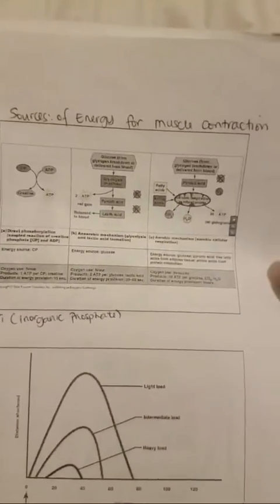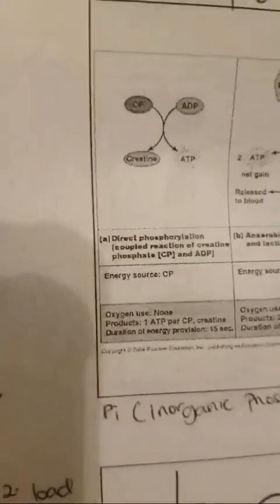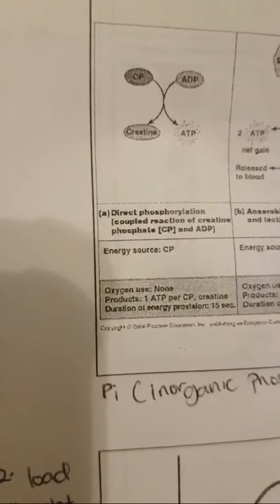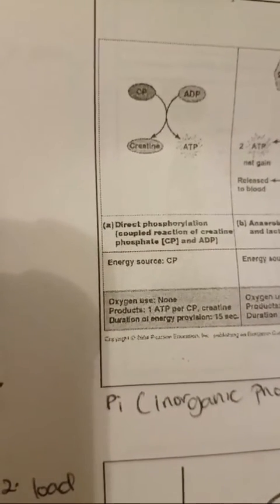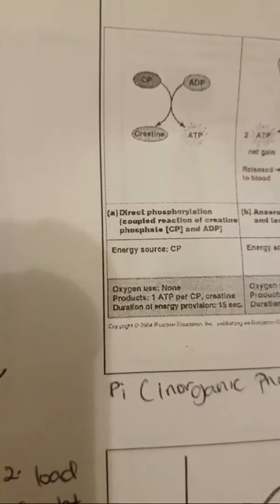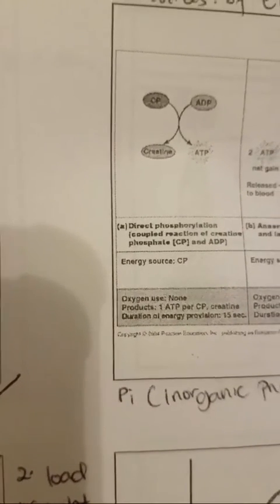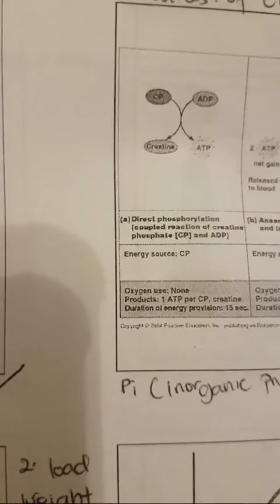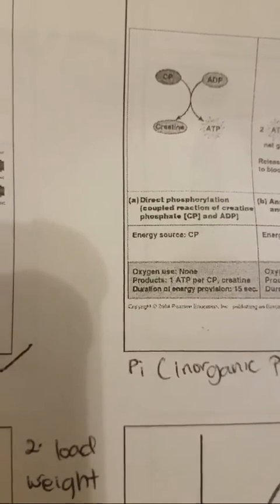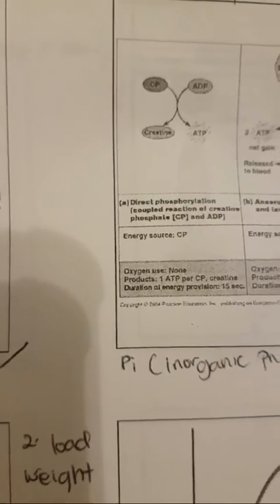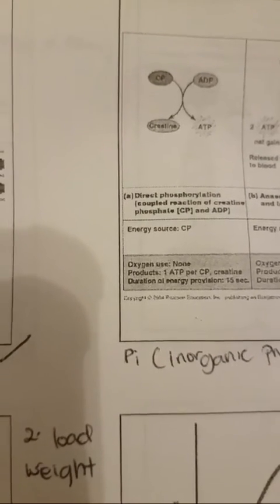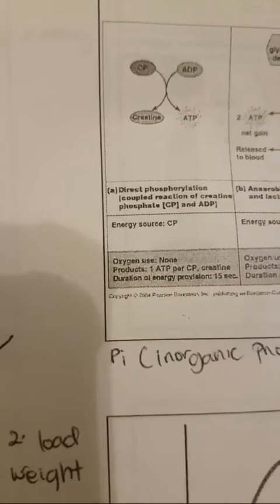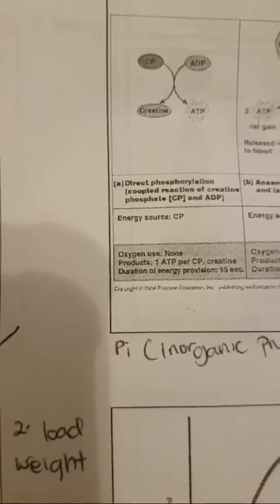So, sources of energy for muscle contraction. We have CP, ADP, creatine, ATP. Direct phosphorylation, a coupled reaction of creatine phosphate and ADP. Energy source: creatine phosphate. Oxygen use: none. Products: 1 ATP per creatine phosphate. Duration of energy provided is 15 seconds.